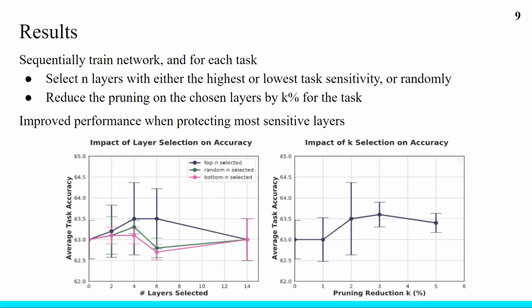And what we see here on the left with that top curve is that when you select the most sensitive layers and reduce the pruning on them, you preserve more of the accuracy or improve the overall accuracy across the tasks. I also look at what the effect on the accuracy is when you change the values of N and K, and see that you initially get some improvement as you increase both values before eventually you get a drop off as you're reducing the pruning by too much or applying this method to too many of the layers.